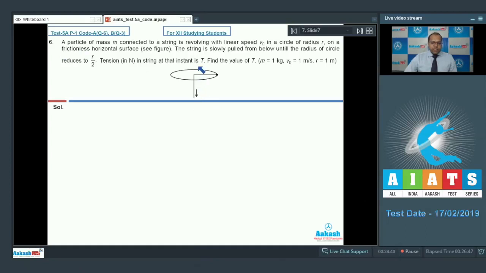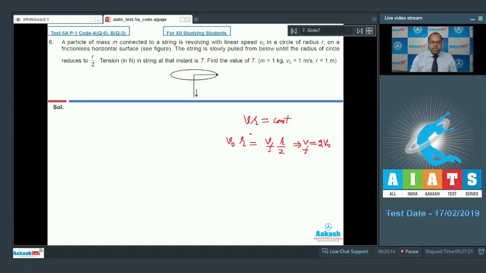We know that about this axis, the net torque is 0. So we can conserve the angular momentum of the revolving particle about this axis. From here we can write mvr is equal to constant, or vr is equal to constant. Initially v is v0, r is r, and that is equal to v final into r by 2. So from here the value of v final comes out to be 2 times v0.